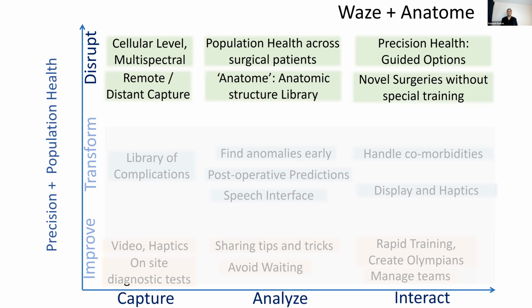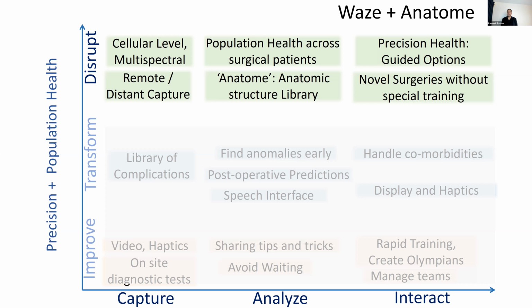In terms of analysis, we can do population health analysis across the surgical patients. And we can see when a surgeon is working on one particular patient, how the patient compares with millions of other patients that have been already analyzed before, and sliced by demography, age, ethnicity, and so on. And when we have this anatomical structure library, this dictionary of anatomes, that will become the fundamental building block for how AR interacts with surgery.